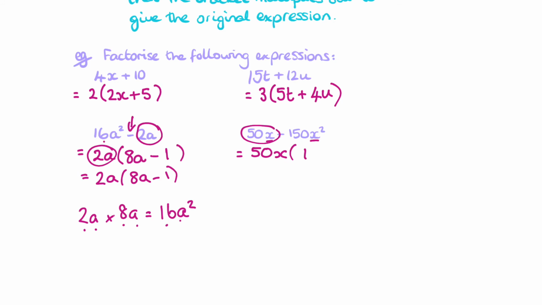And then we need to make our 150x squared. So 50 times 3 is 150, and x times x is x squared. And if we look, we've got a plus there, so we need a plus there. And we can check all of these by multiplying them out and checking that we get what we started with.